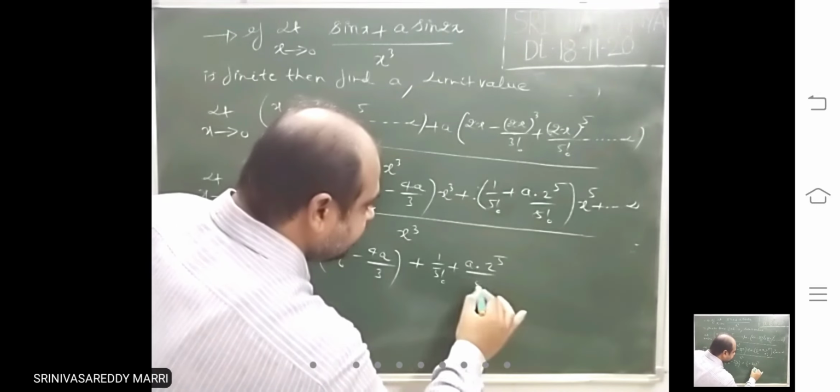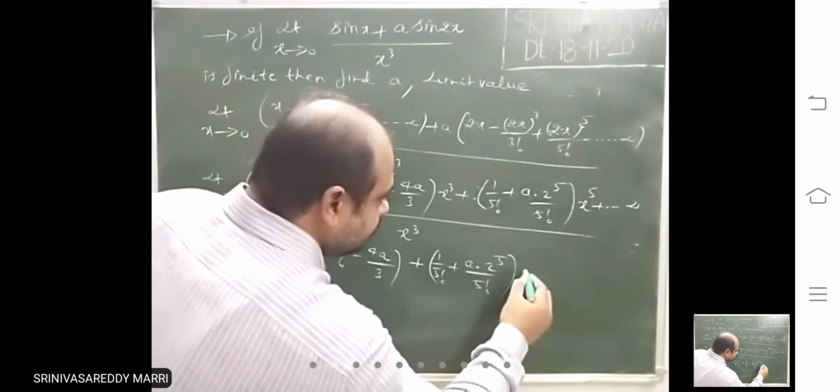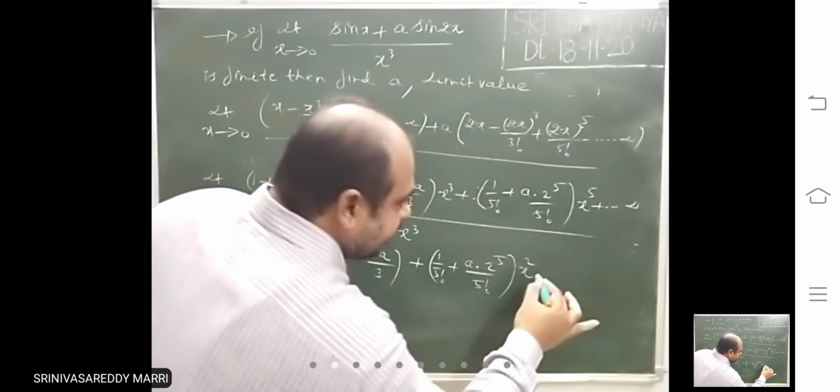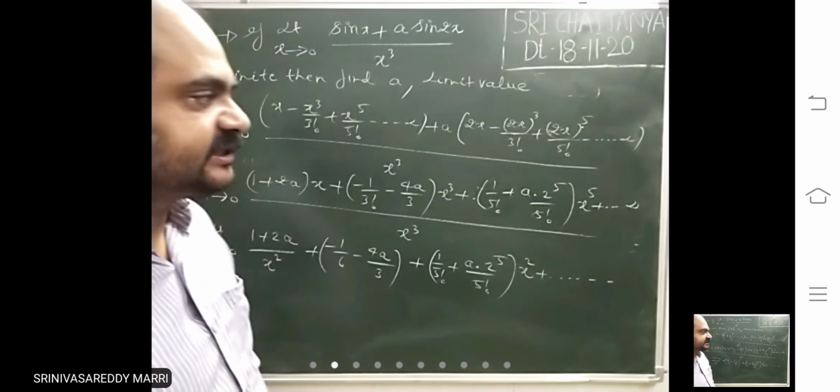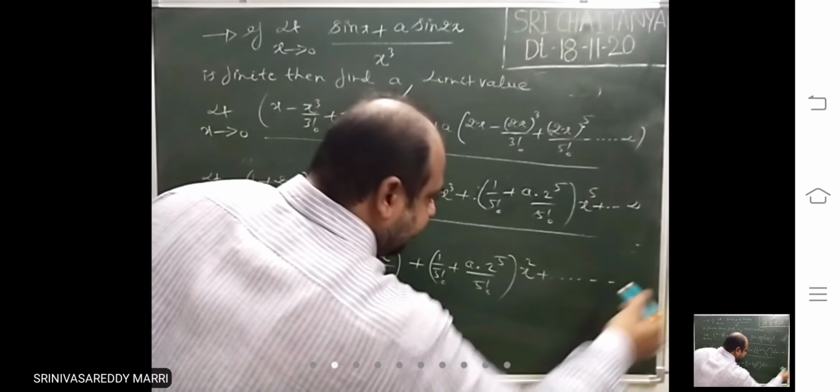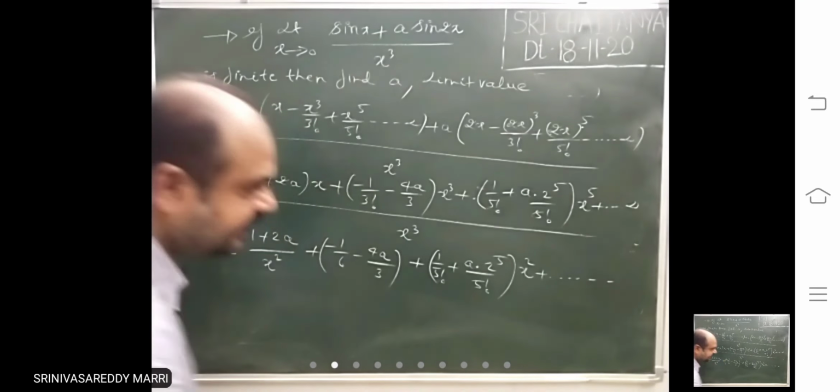No need to simplify this. Keep it like this, into x square. And after that, every term will contain x. X power 5 means next what you will get? X power 7. Like that you will get. There won't be any x in the denominator.